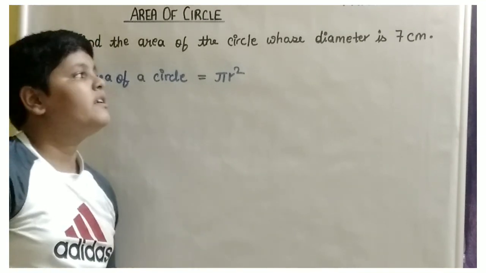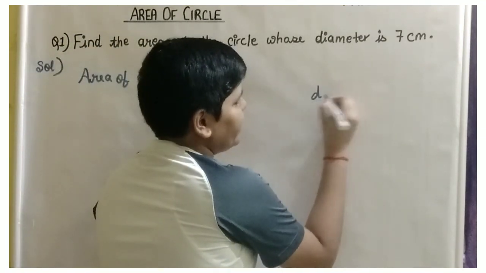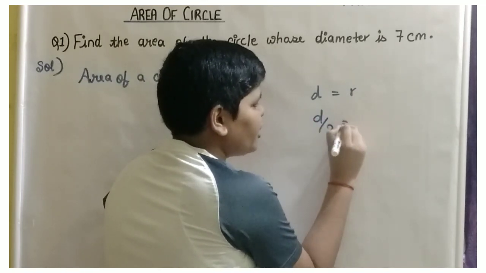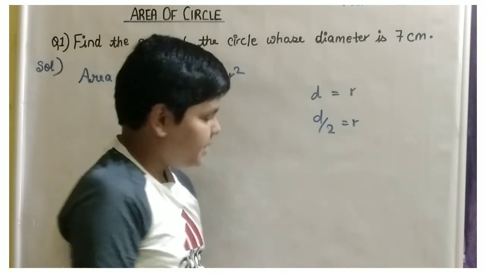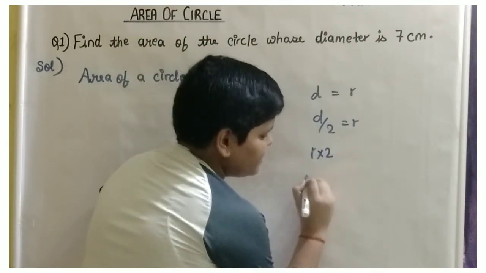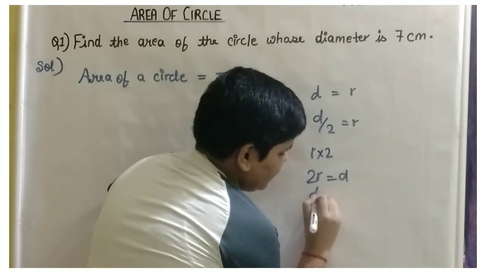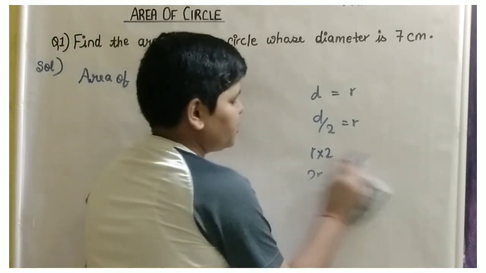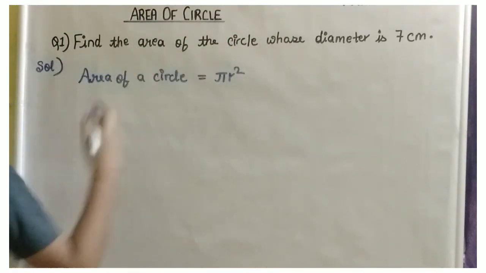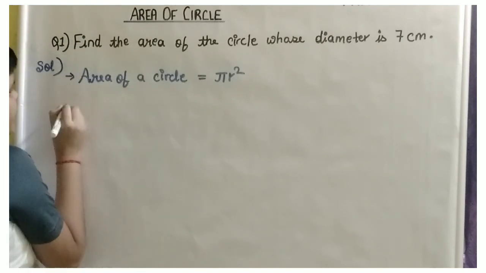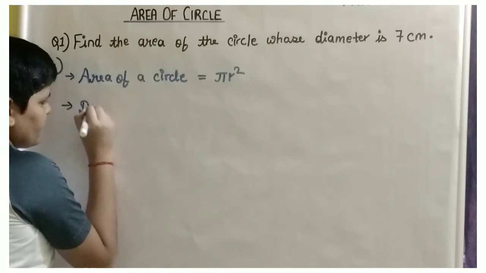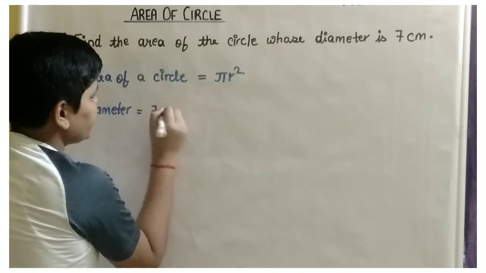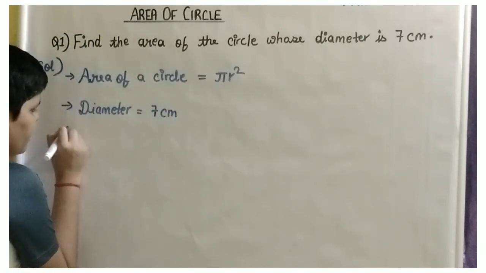In the previous video, we have learned that if you know the diameter and you have to find out the radius, then d by 2 is equal to r. And if you know the radius and you want to find the diameter, then r into 2, that is 2r equal to d. So we are going to apply this same formula, d by 2 is equal to r. The diameter is equal to 7 cm, and we have to find out the radius.